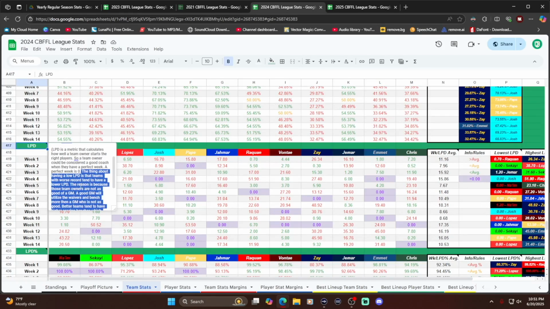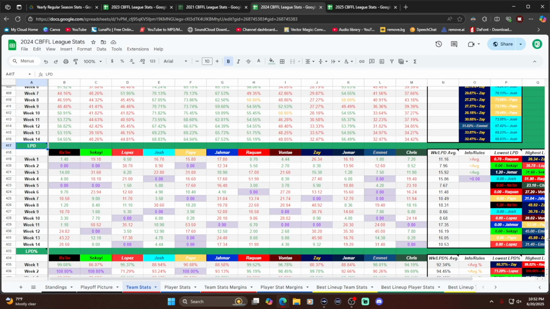The thing about having a low LPD is that teams with a worse record tend to have a higher LPD. The reason is because those team owners are not as good of a GM. A good GM will utilize the waivers and bench more than a GM who is not as good. Better teams tend to have higher scoring benches, which leads to a lower LPD. Now, a good GM can have a low LPD. It's just more likely than not. So LPD is essentially a metric tracking a team owner's combined coaching and GM skills. I hope that makes sense to everybody.